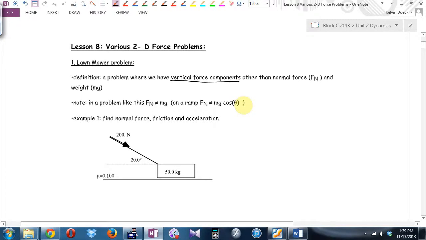And here is the key. Normal force won't be mg. Or on a ramp, normal force won't be mg cos. What will it be? Look, I know more than one force the same size as the normal force, and I'll have to think about it.